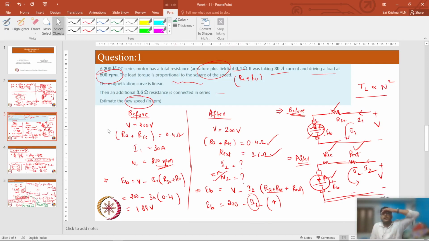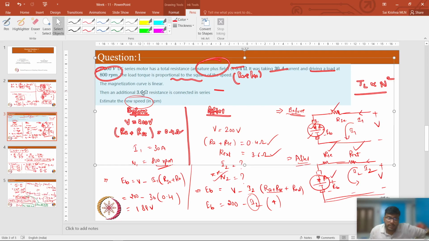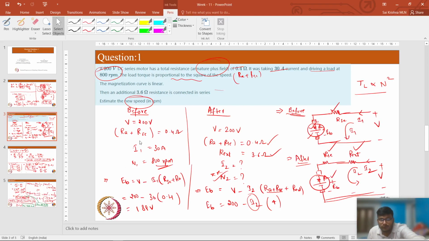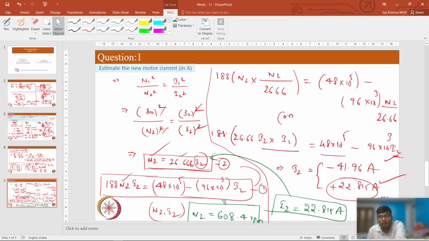Estimate the new speed. We know our new speed will be less than whatever speed it was rotating at. What was the speed it was rotating at? Before, it was rotating at a speed of 800. Now our new speed is 608.4. So this is what our first question is.